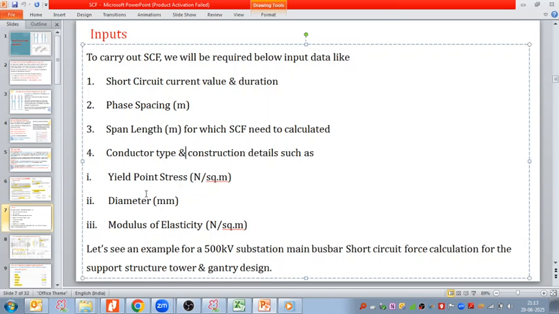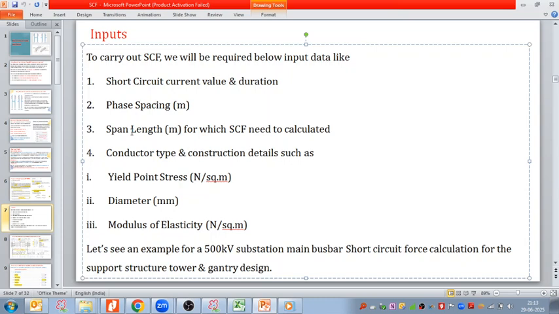And so this short circuit current value we will take based on the voltage, that is, what voltage, and corresponding to that voltage what short circuit current we are taking, and in what duration. We will take phase spacing from the layout drawing, and span length again from the layout drawing.